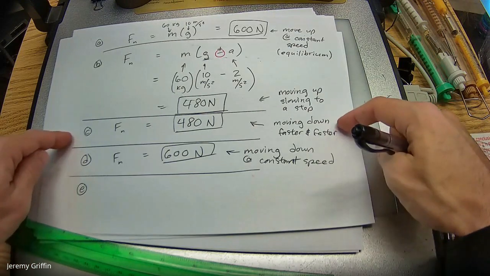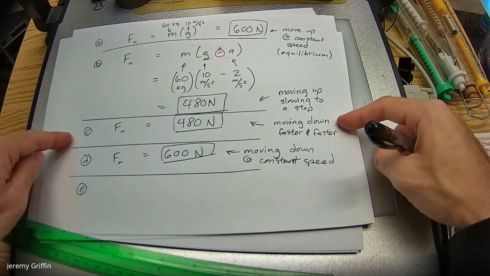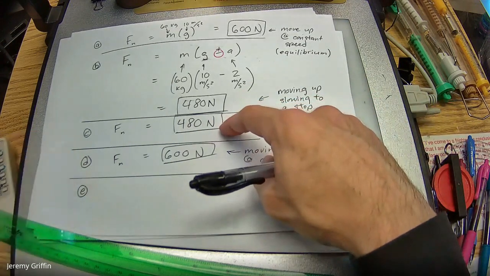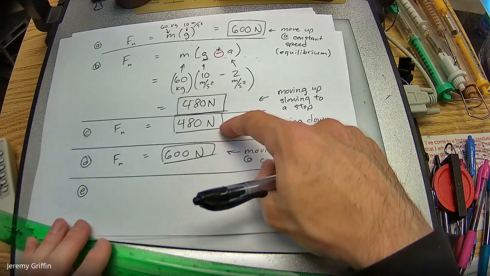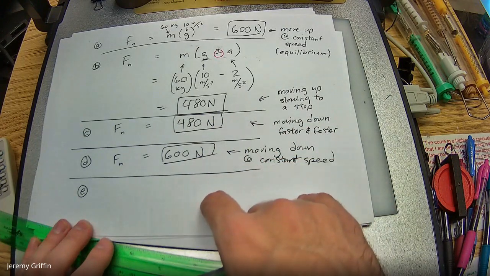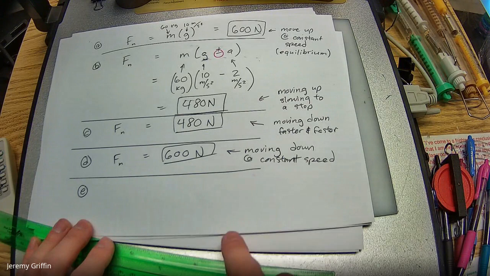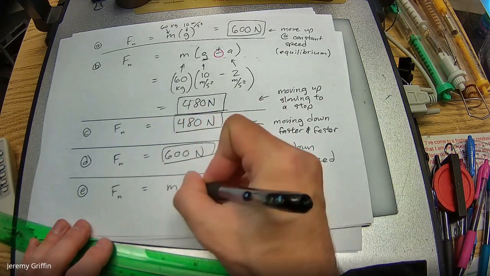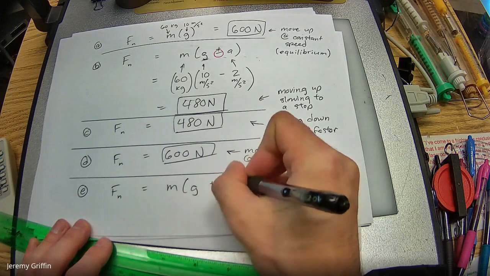Well, part C, we did moving down, speeding up faster and faster. So that was accelerating down. Some of the weight was alleviated, some of the normal force was. But now if you're moving down but slowing, isn't that physically identical to moving up faster and faster? It's upward acceleration. So I have to use this one. I say mg plus a.